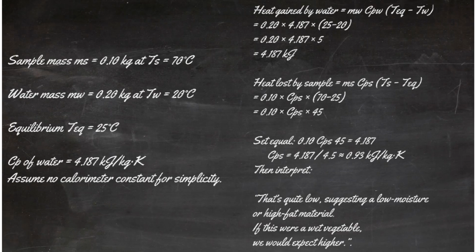In a more careful experiment, we would also include the heat absorbed by the calorimeter container, thermometer, and stirrer. That would slightly change the result. But the structure of the method is exactly what you saw. Measure masses and temperatures, compute the heat gained by the reference fluid, equate it to the heat lost by the sample, and solve for the unknown specific heat.